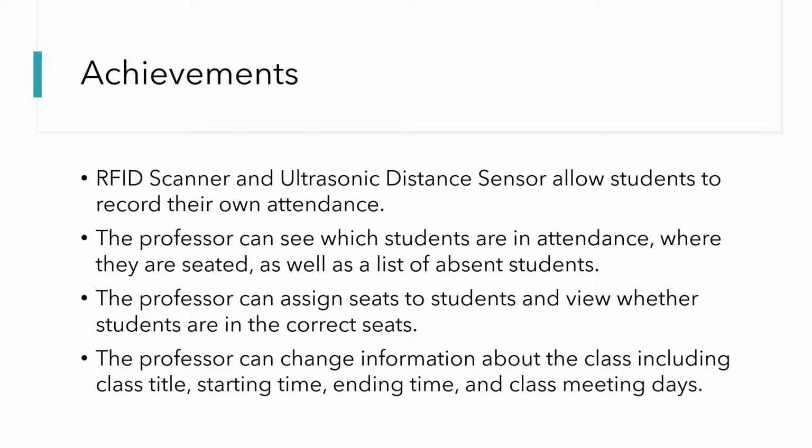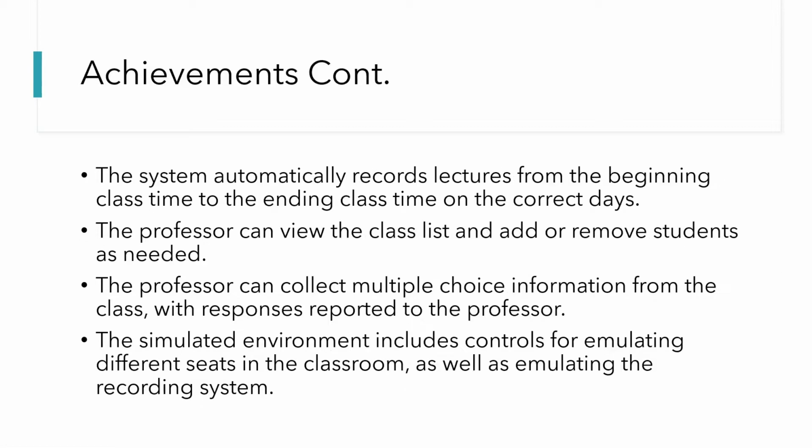And the professor can change information about the class, including class title, starting time, ending time, and meeting days. In addition, the system automatically records lectures from the beginning class time to the ending class time and on the correct days. The professor is able to view the class list and add or remove students as needed. The professor can collect multiple choice information from the class with responses reported directly to them. And the simulated environment includes controls for emulating the different seats in the classroom as well as emulating the recording system.